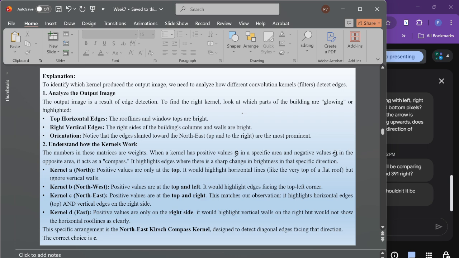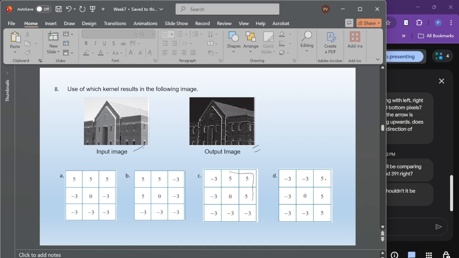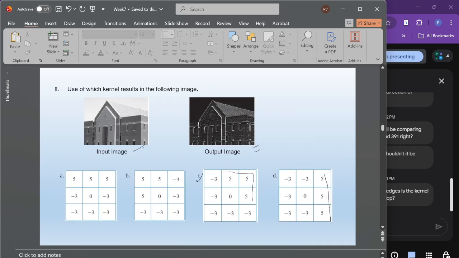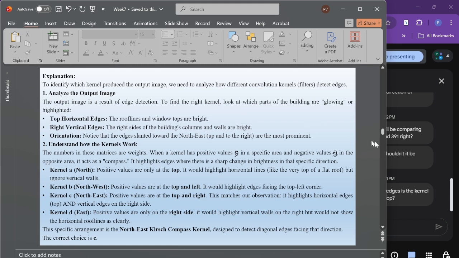In option D, the positive values are on the right side. We have only positive values on the right side, so it would highlight vertical walls on the right, but wouldn't show the horizontal roof lines as clearly. This specific arrangement is the northeast Kirsch compass kernel, designed to detect diagonal edges facing that direction. So the correct choice is option B.